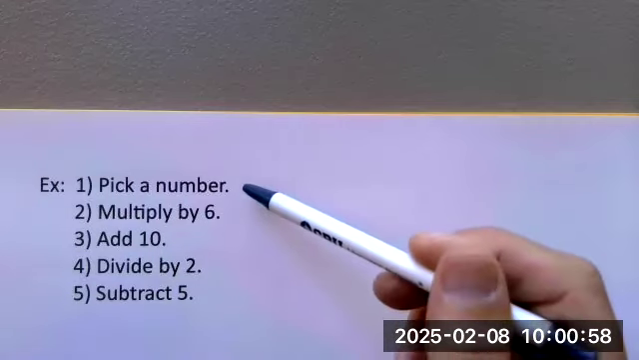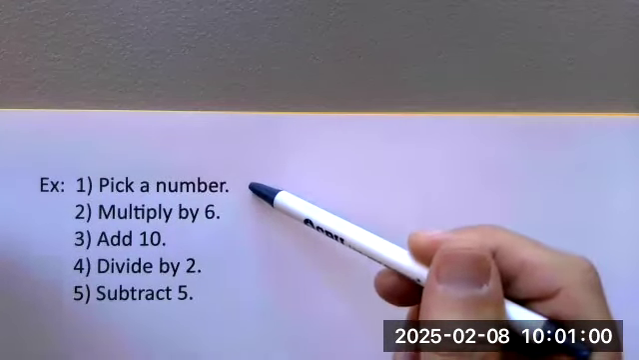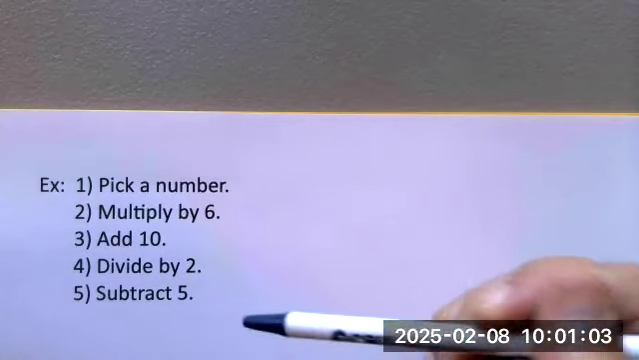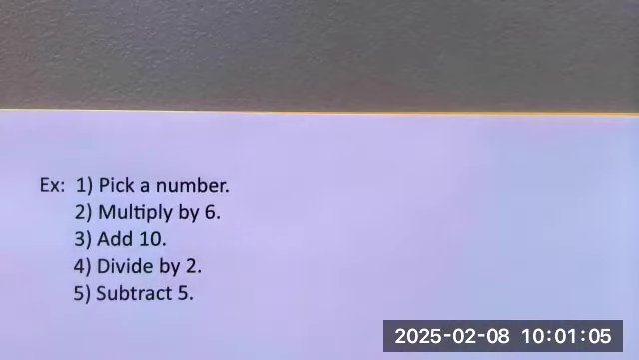What we're going to do is compare the number we started with to the number we end with and see if we can figure out a pattern. So go ahead and pause the video and try that. Pick any random number you would like, follow those steps, and see what you end up with. And we're going to talk about if we can find some sort of a pattern there.